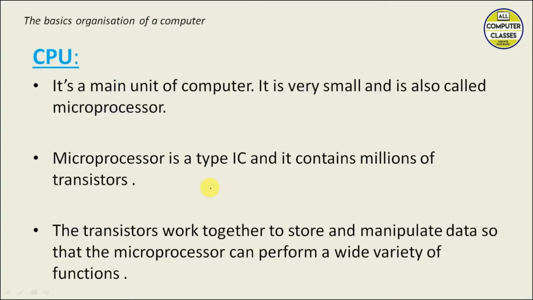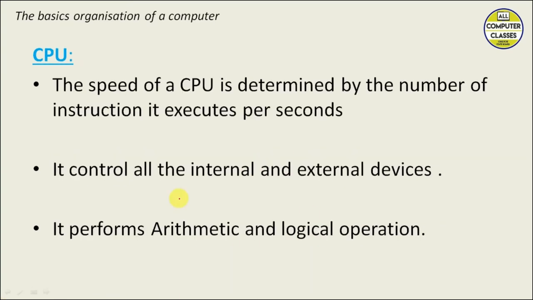Then CPU works on it. So what is the CPU? It is the main unit of a computer. It is very small and is called microprocessor. Microprocessor is a type of IC. IC means integrated circuit, and it contains millions of transistors. So all these millions of transistors, what they do? They work together to store and manipulate data, so that the microprocessor can perform a wide variety of work or function, right? The speed of the CPU is determined by the number of instructions it executes per second.